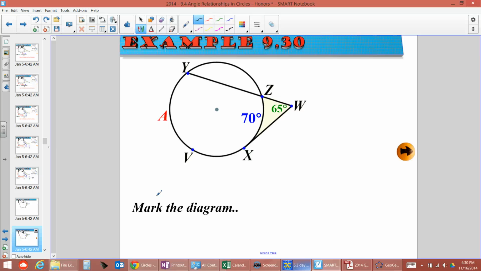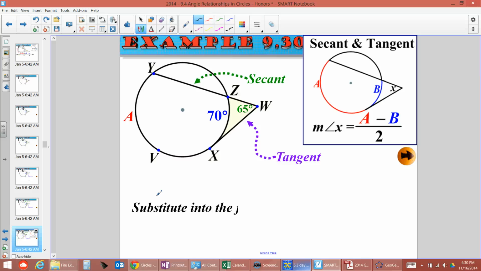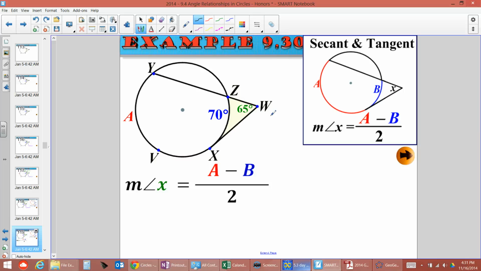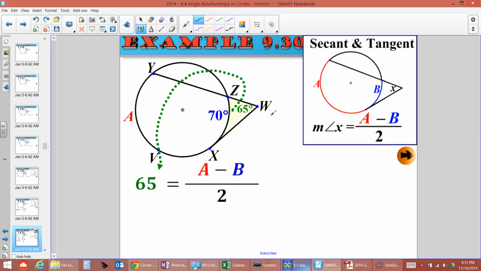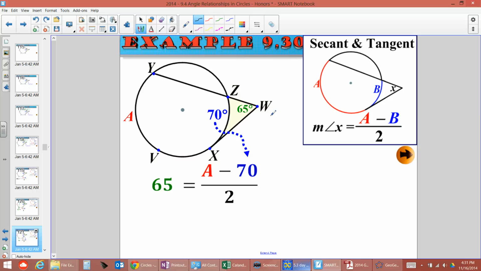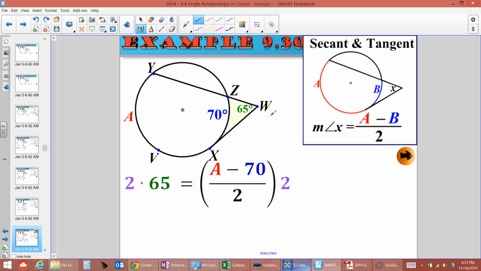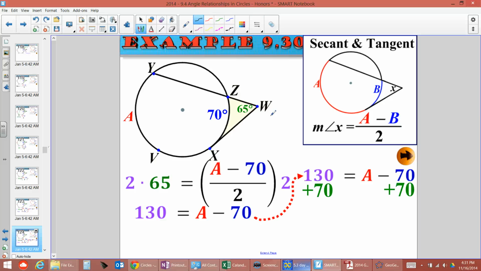Okay, mark the diagram with the information given from the problem. Now it looks like we're going to determine the formula to use. I see this as a tangent secant situation. So look at the tangent secant rule, or you could just simply say the angle is outside the circle, so it's big minus little. Either way you want to do it. We're going to start substituting information in. A doesn't change, X is 65, B is 70, so I start plugging that into where it goes. And now I multiply both sides by 2. I add 70 over, and I say arc A is 200 degrees. And we're done.